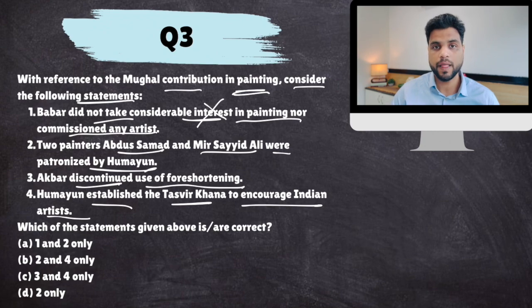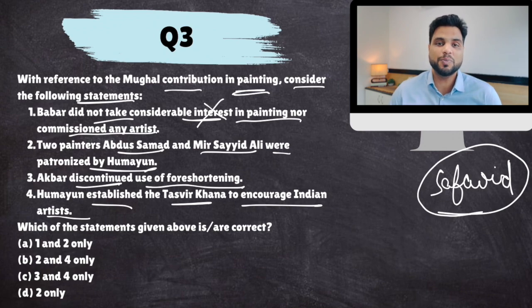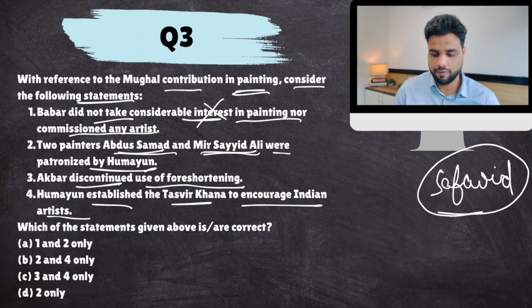So this is false. Humayun basically commissioned two painters from Persia. In Persia, there was the Safavid dynasty. So he got Safavid painters from Persia. He was really attracted towards Persian paintings. So he commissioned two artists, Abdus Samad and Mir Sayyid Ali, from there. So this is true.